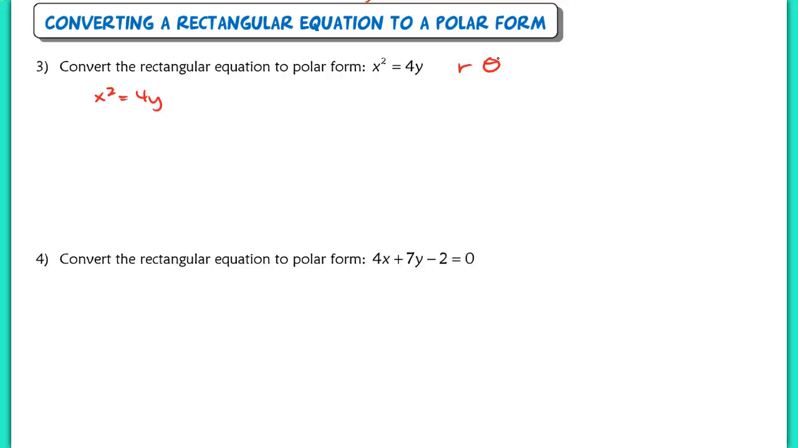So what I'm going to do is use a substitution here. I know that x squared is equal to r times the cosine of theta squared, and I know that y is equal to r times the sine of theta. So I'm just using that conversion, right?